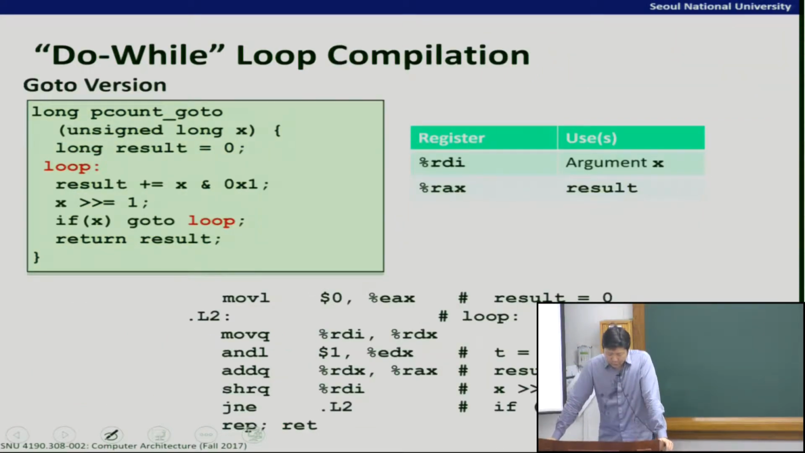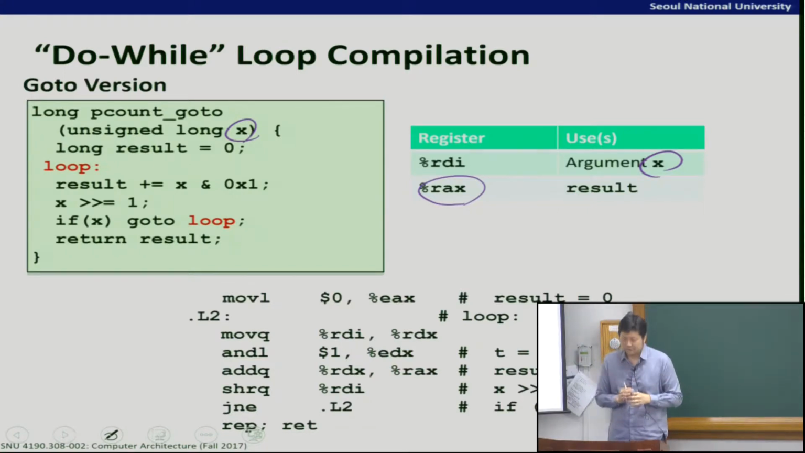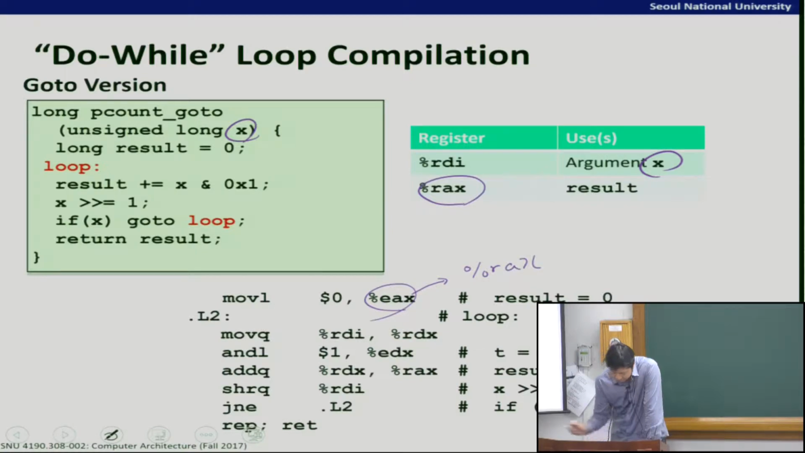So let's take a look at how this goto version of the code can be translated into x86-64 assembly. Here, we assume the RDI register holds the initial value of x, the argument. x is held in the RDI register, and the RAX register will hold the return value. So we initialize EAX, which is equivalent to initializing the entire RAX register to 0. And so it starts the body of the loop.